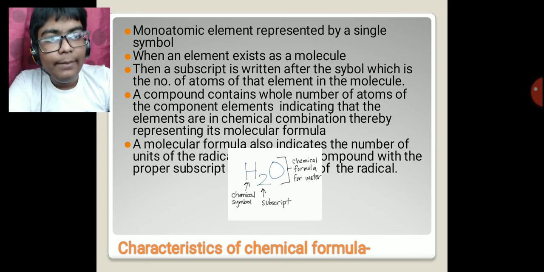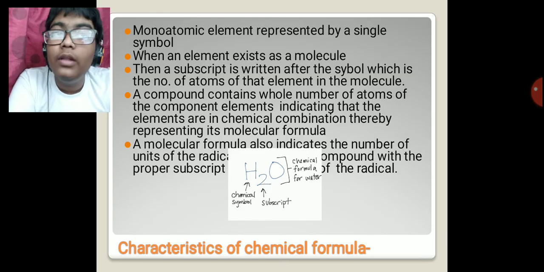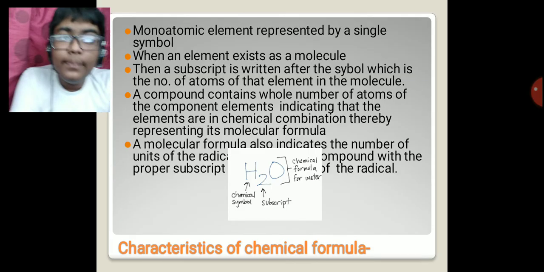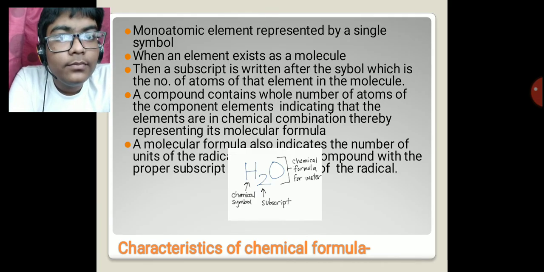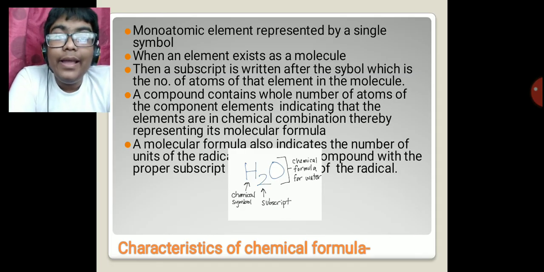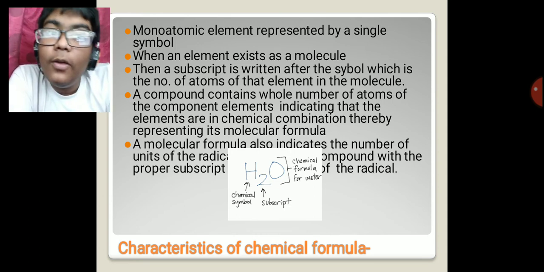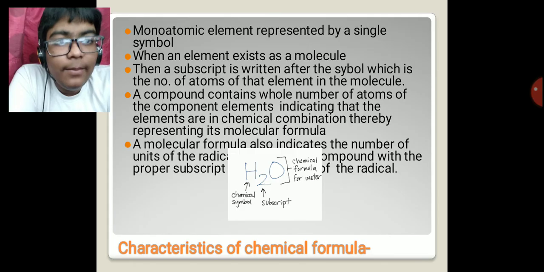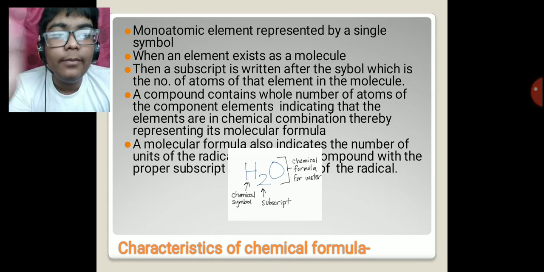A monoatomic element is represented by a single symbol. When an element exists as a molecule, a subscript is written after the symbol, which is the number of atoms of that element in the molecule, as I told you before. A compound contains a whole number of atoms of the component elements, indicating that the elements are in chemical combination, thereby representing the molecular formula. The molecular formula also indicates the number of units of the radical or the compound, with the proper subscript given for the atom of the radical.